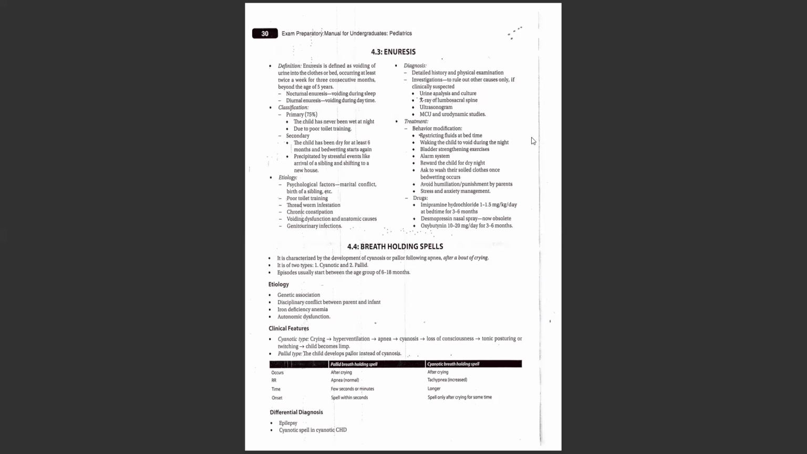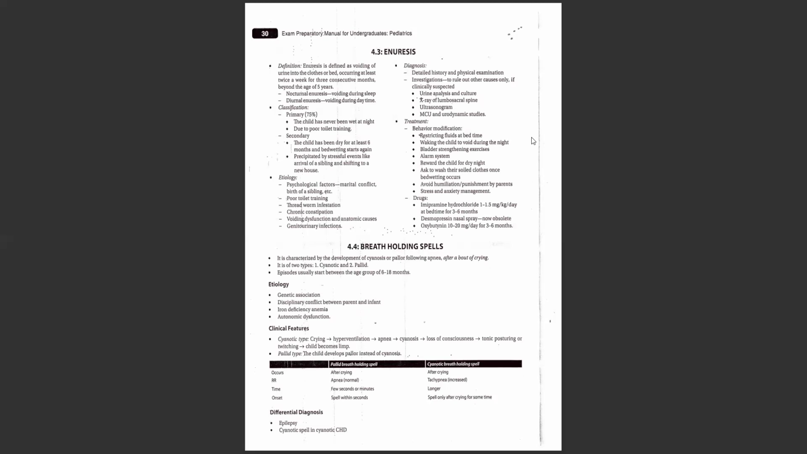That is, if there is voiding of urine into the clothes or bed at least twice a week for 3 consecutive months, that is called enuresis, and it applies beyond the age of 5 years. That is the most important point. Within the age of 5 years, it is completely normal. Voiding during sleep is called nocturnal enuresis, and voiding during the daytime is called diurnal enuresis.